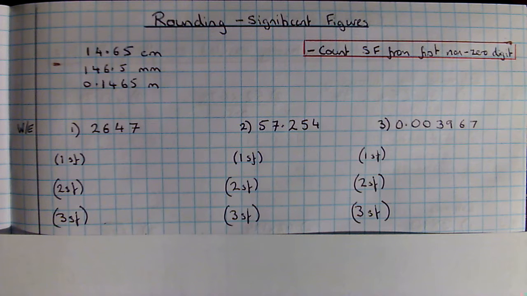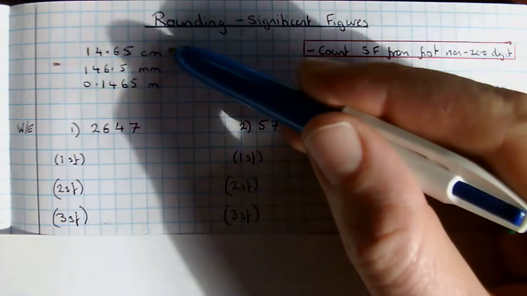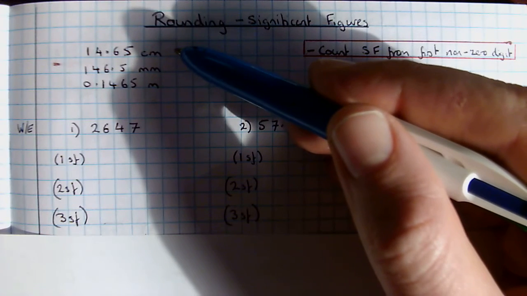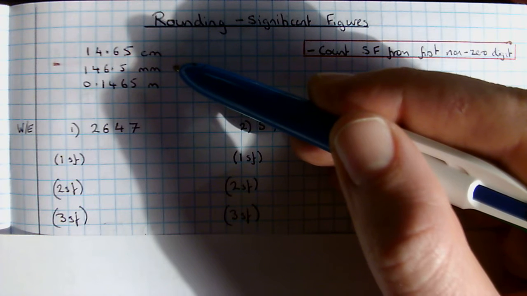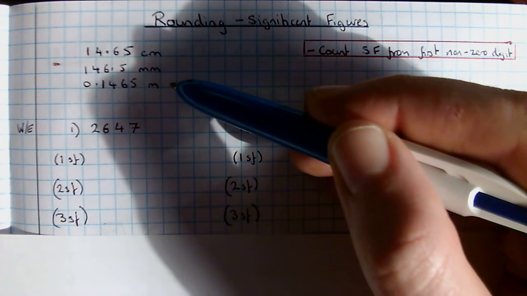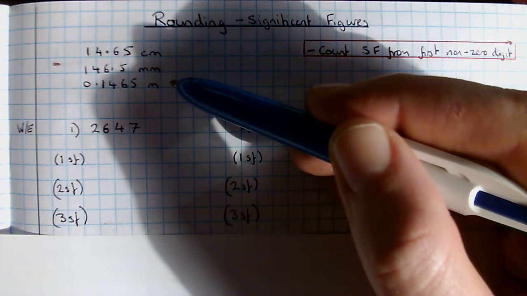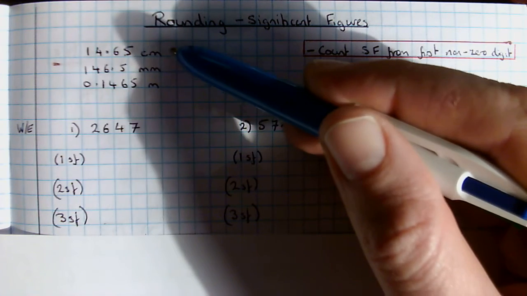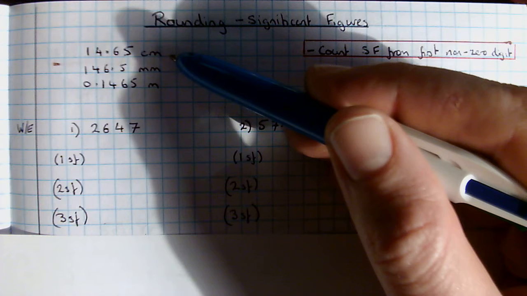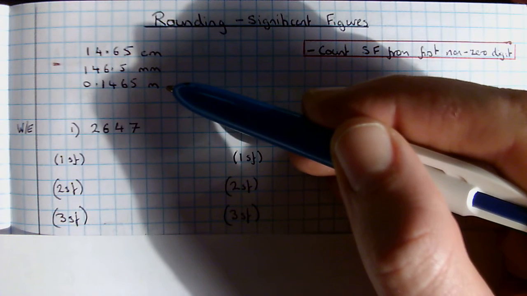Imagine I've got a piece of spaghetti which is 14.65 centimetres long. I could have given exactly the same measurement in millimetres, 146.5, or I could have given it in metres, 0.1465. They are all the same measurement, all to the same degree of accuracy. They're just measured in different units.